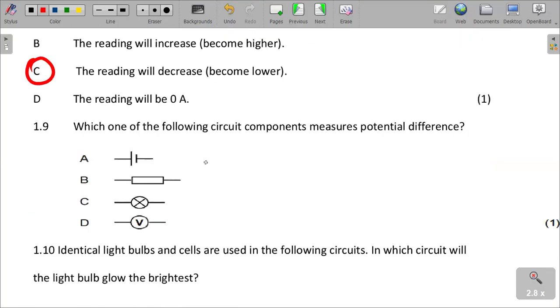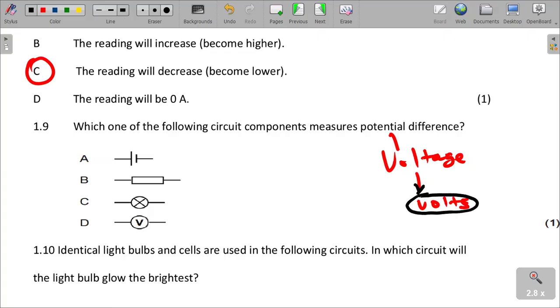And then, which of the following circuit components measures potential difference? Potential difference is also defined by another word, which is voltage. So voltage is measured in what? In volts. Volts is the unit of voltage. That is how these things are related.